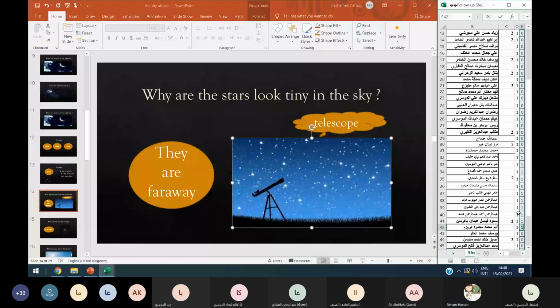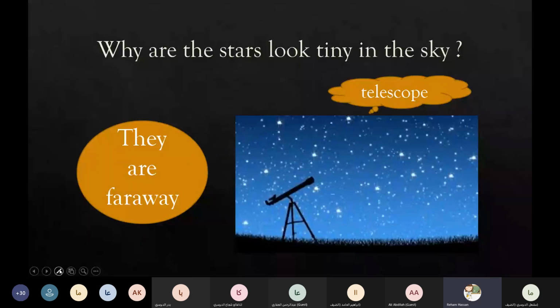Thanks a lot, Adam. But we can see the stars, and the scientists can observe the sky and look at it well. How? If they use the telescope. Okay, look, if they use the telescope, they can observe the sky well. So if you want to look at the stars and observe them, you must have a telescope.